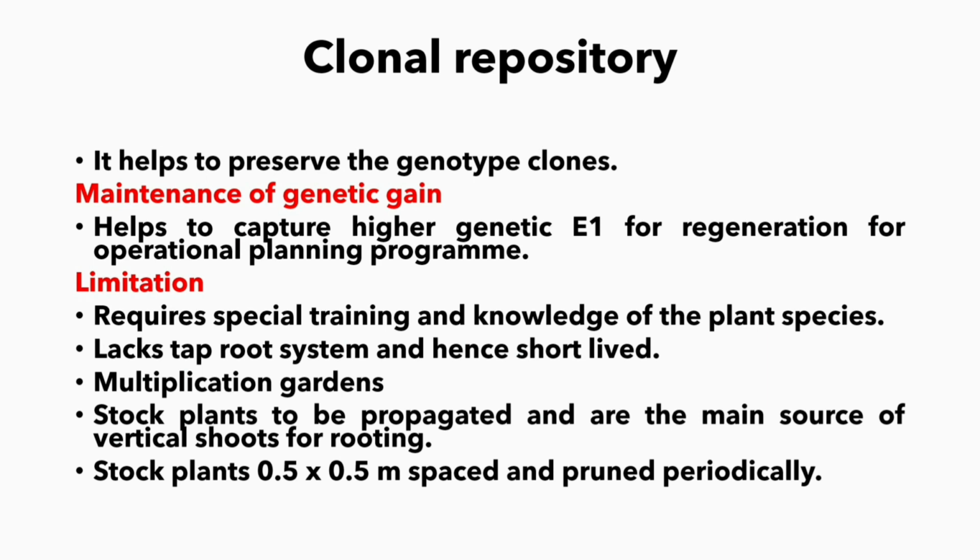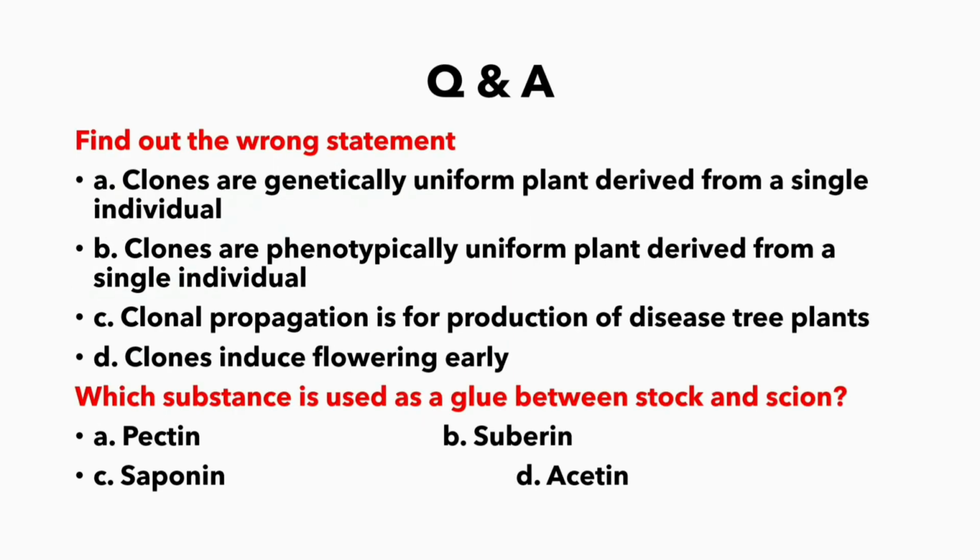Let's see the limitations of the clonal repository. It requires special training and knowledge of the plant species, and lacks a taproot system and hence is short-lived. Multiplication gardens: stock plants to be propagated are the main source of vertical shoots for rooting. Stock plants are spaced 0.5 by 0.5 meters and pruned periodically.